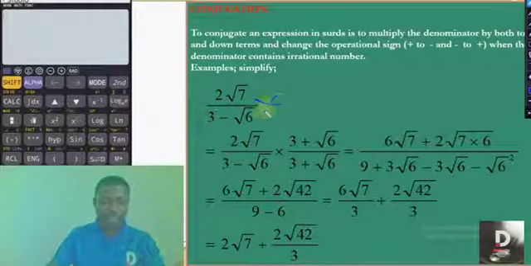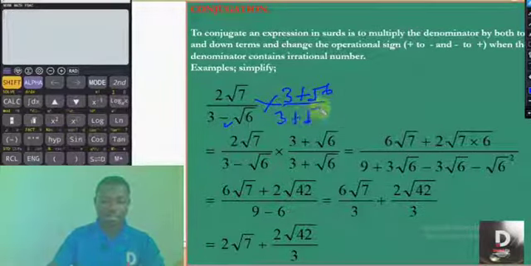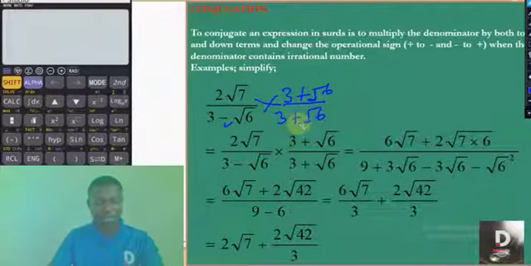Just multiply the denominator by top and down. Because this is minus, make it plus root 6 over 3 plus root 6. So when it is plus, when you come here to multiply, make it minus. When it is minus, make it plus. Simple. Then continue the work.